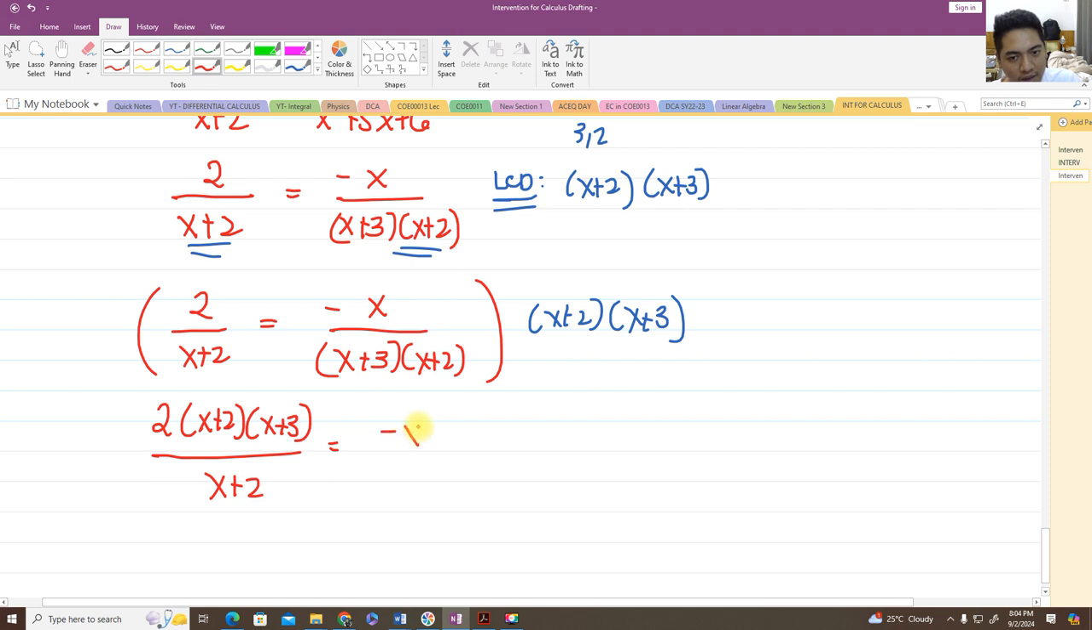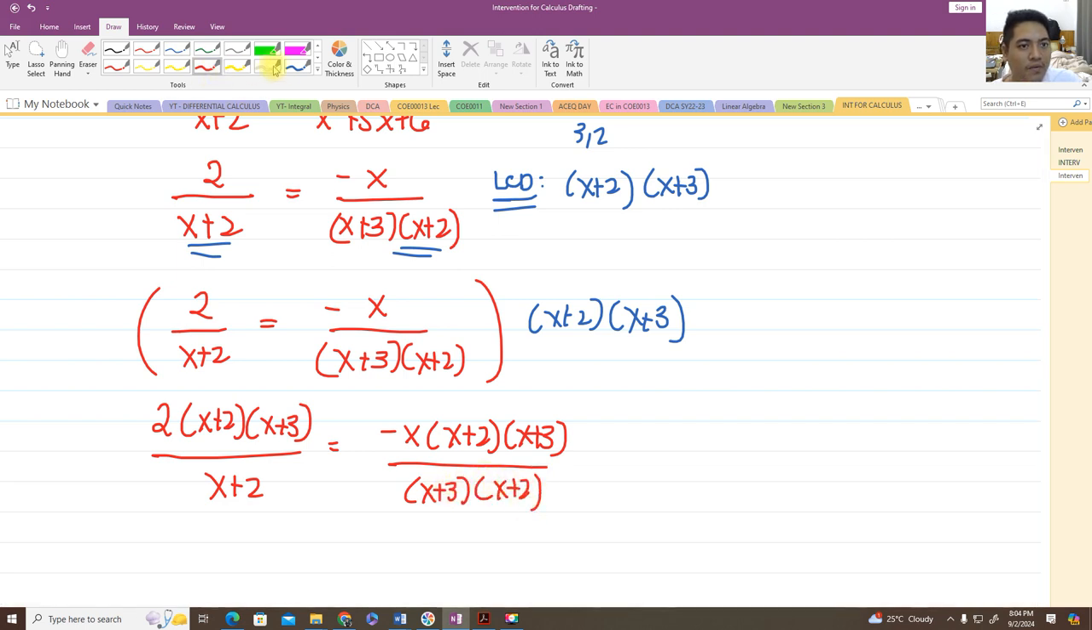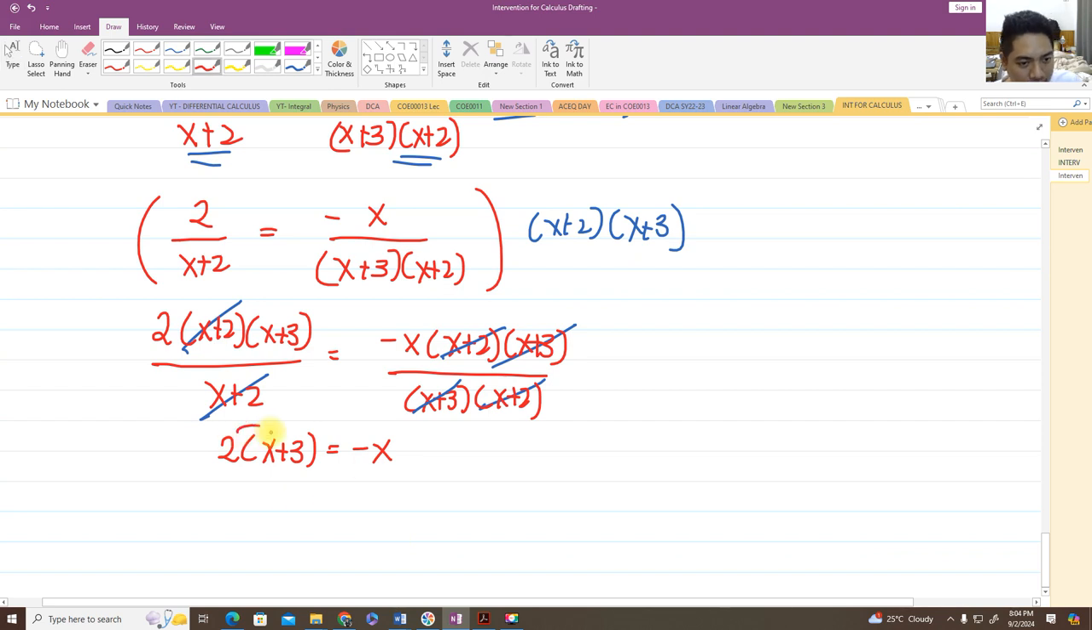Then you have negative x, so we have x plus 2, x plus 3 here, all over x plus 3 and x plus 2 here, of which we can see that that would cancel. x plus 2, x plus 2, x plus 3, x plus 3. So now you are left with 2 times x plus 3 equals negative x. So simplify. You have to distribute: 2x plus 6 equals negative x.